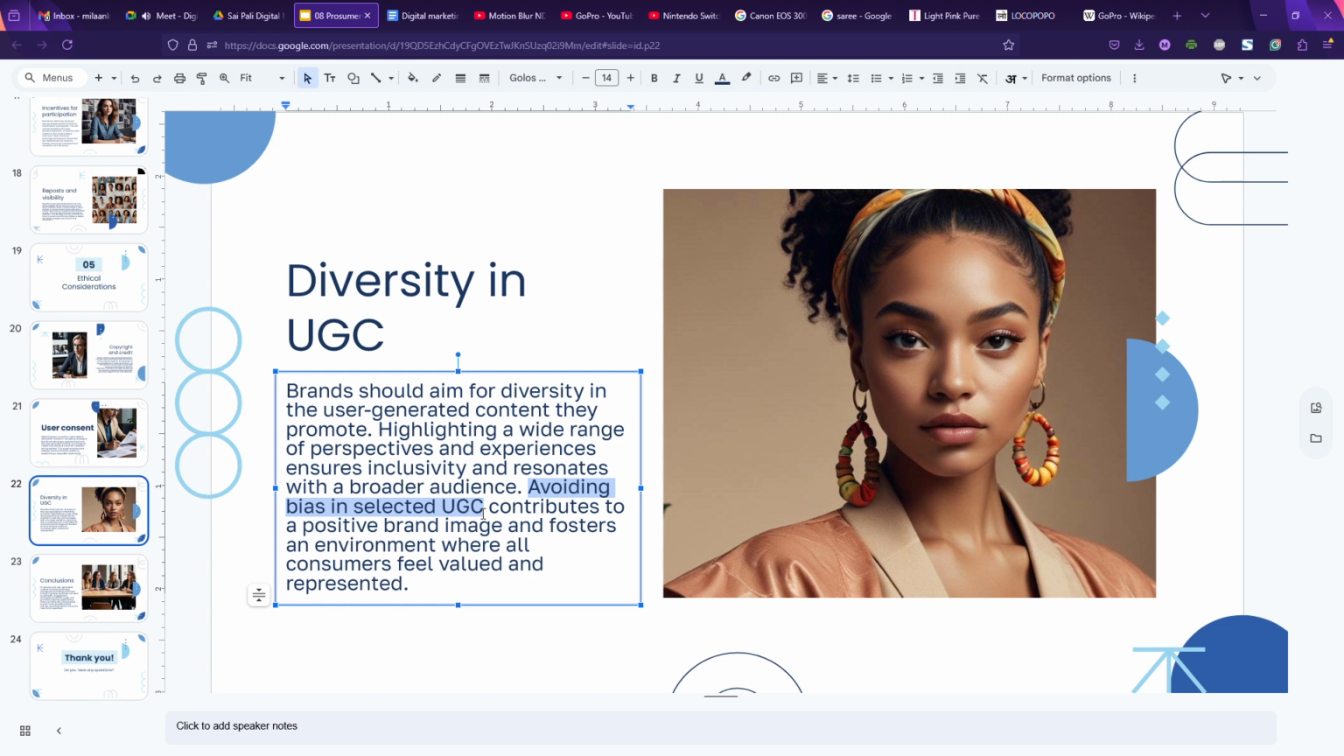Avoiding bias in selected user-generated content contributes to a positive brand image and fosters an environment where all consumers feel valued and represented. There's also diversity. Nowadays we do not use the term physically handicapped, we use physically abled, or differently abled. That's the term they are using, because before it was seen as a disability.